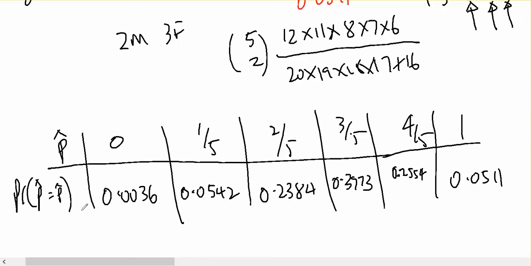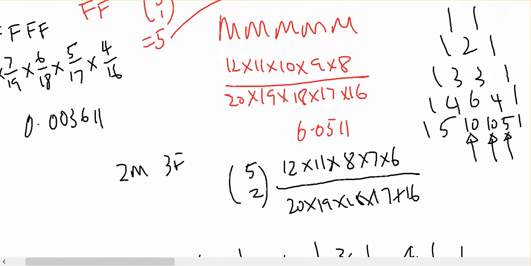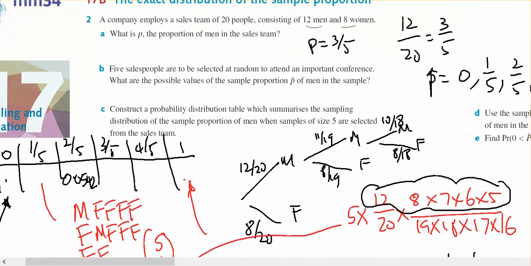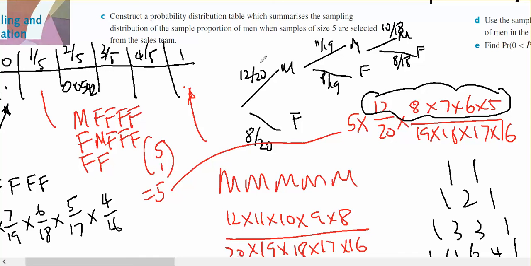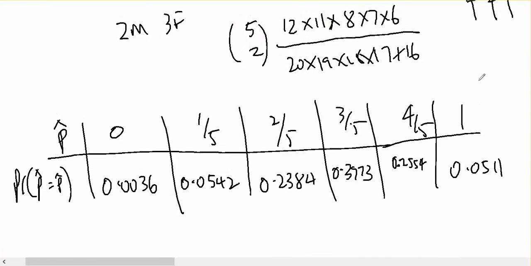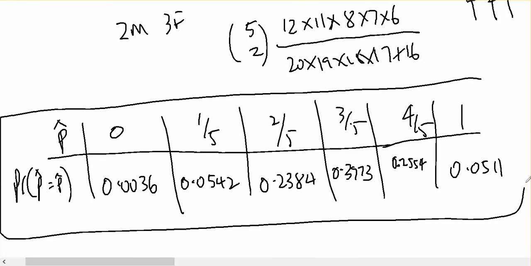Just to repeat, I needed to draw a tree diagram to work out the probabilities because my population was small, only being 20 people. So that when I chose one person, the probability changed considerably, so I couldn't use the binomial to work out the probabilities. And that ends up being my probability table.